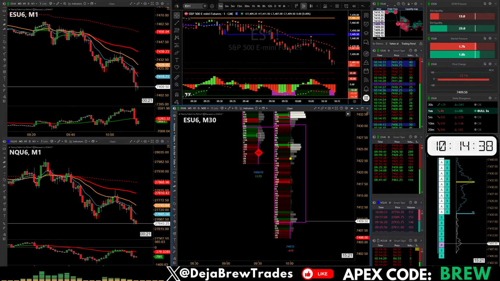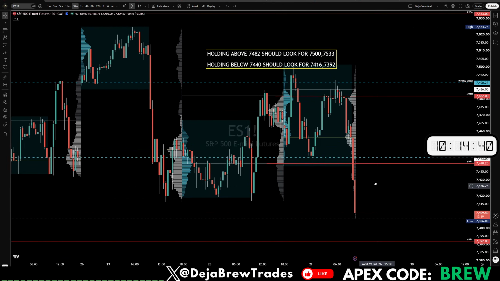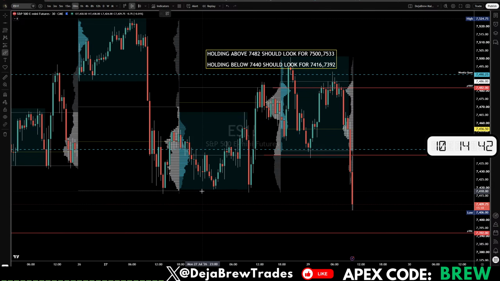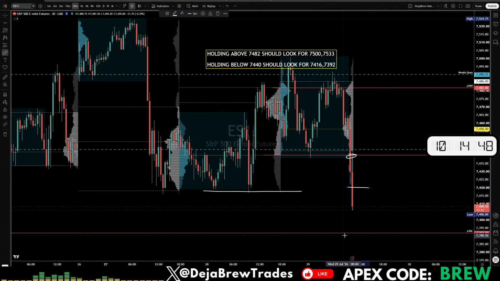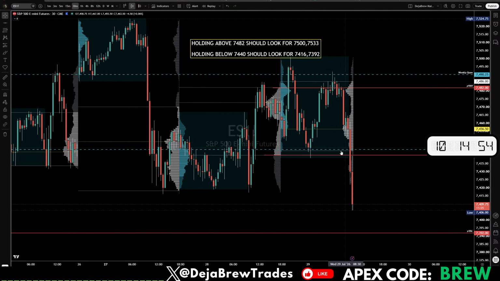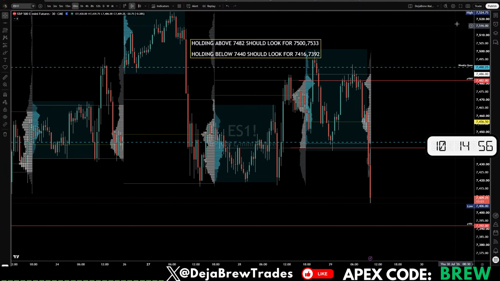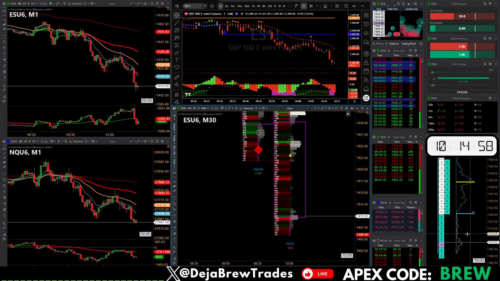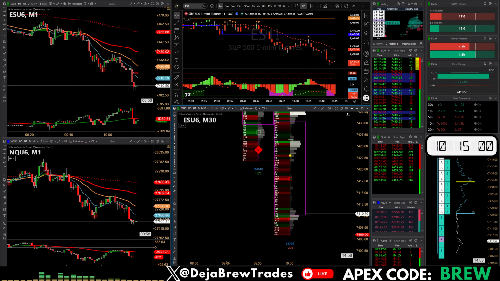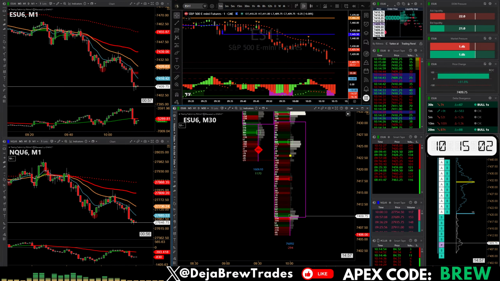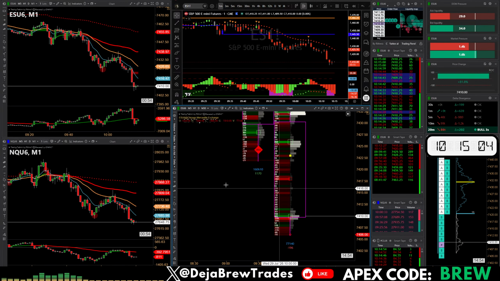By the way, that target is hit. That target has been hit. So it didn't hit it the first time, it hit it on the rebound. So rebound, then it hit the target. Next level is 92. Keep it on the 30-minute close. A little early to say that, but it will have single prints going back to 20.